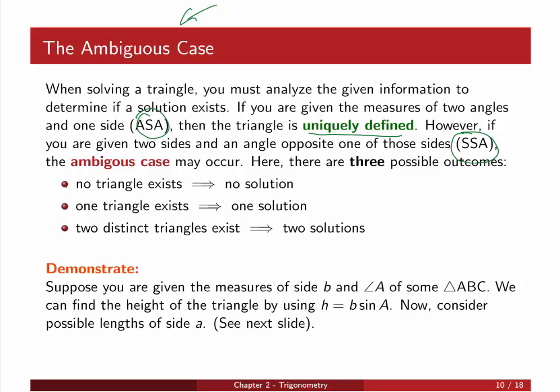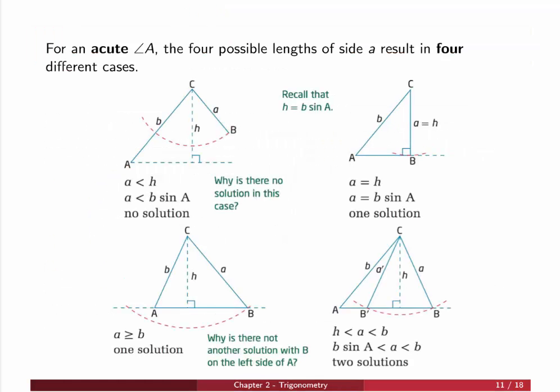There are three possibilities here. Here they are right here. No triangle can possibly exist, one triangle will exist, or two distinct triangles will exist. I go through in the notes the different cases that can occur.